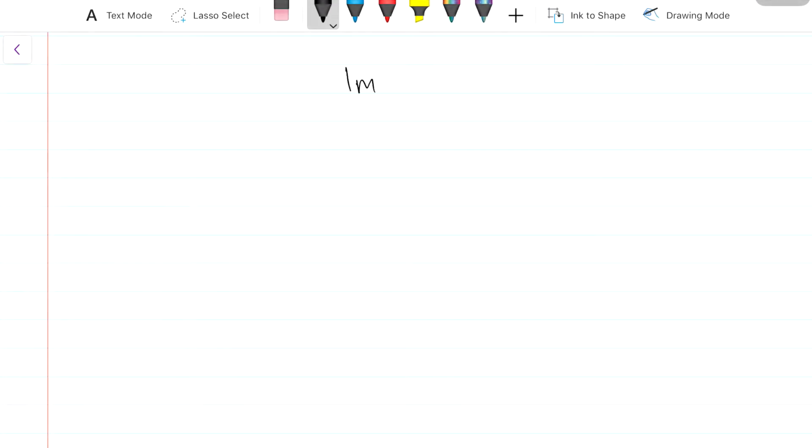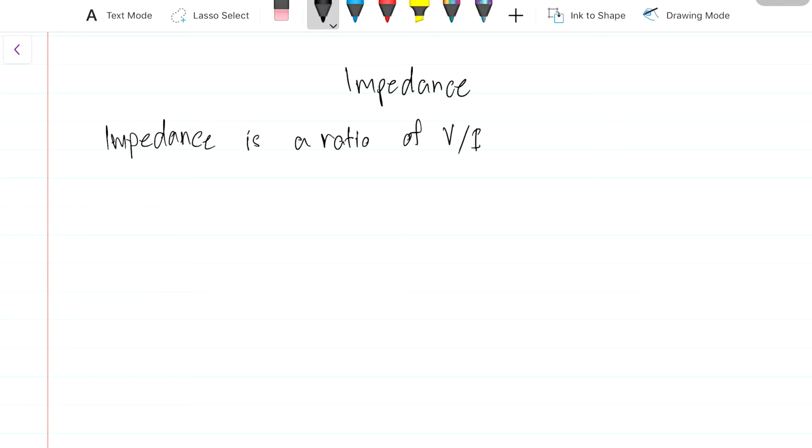Hello, today we're gonna talk about impedance. Compared with Ohm's law, impedance is a ratio of V over I, when V and I are in the vector format, and it is symbolized by the letter Z.